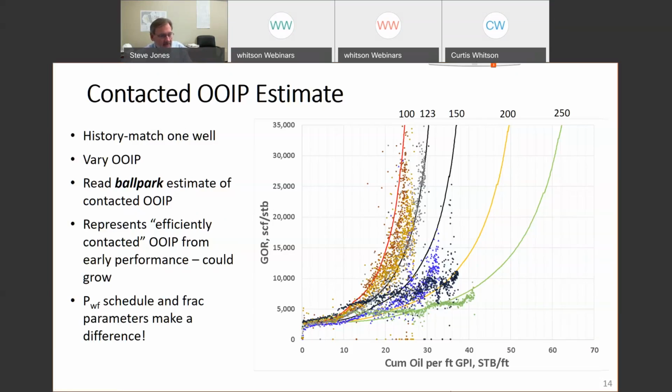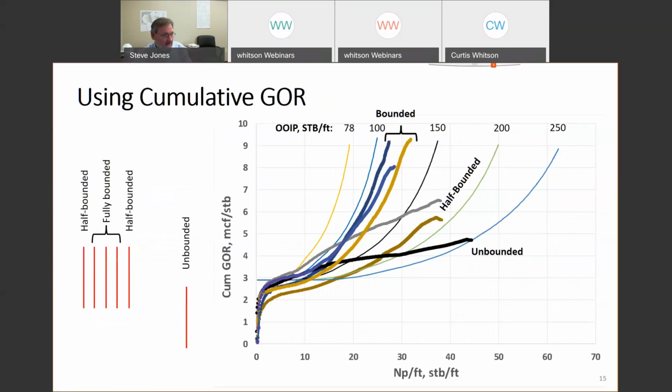you're going to see this parent well not following that behavior because it's not a bounded well. Essentially, you have feed in from reservoir that's not stimulated. You have some very long fracs whose contribution increases over time and will not necessarily follow this behavior. And this is a little more clear on this plot.